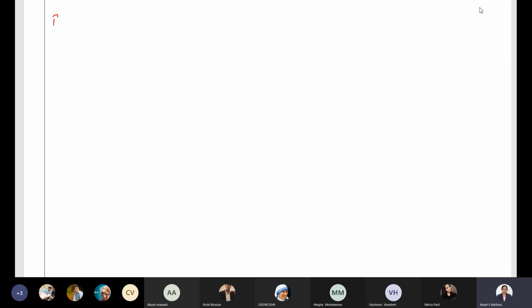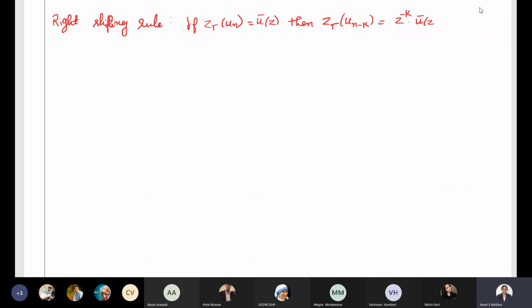So first, let's discuss what the right shifting rule is. What does the statement of this shifting rule say? If the Z transform of u_n is equal to some u bar of z, a function of z, then the Z transform of u_(n-k) is equal to z power minus k into u bar of z, where k is greater than 0. This is the statement of the right shifting rule.